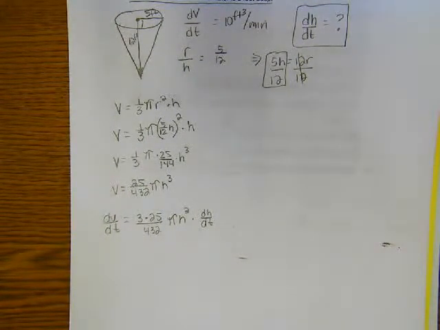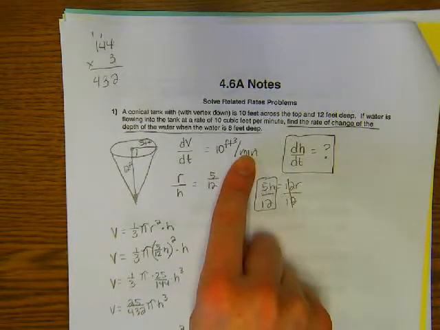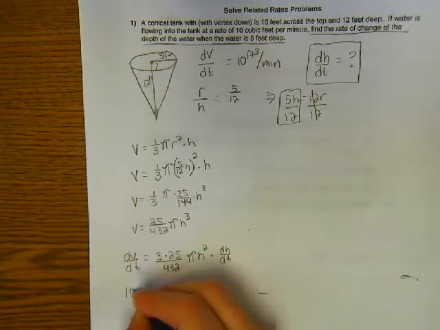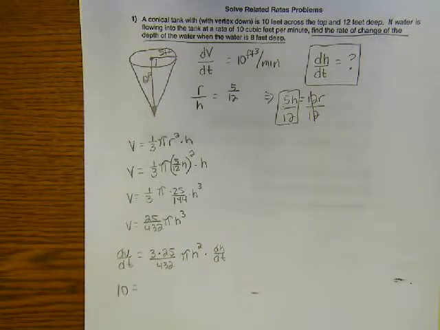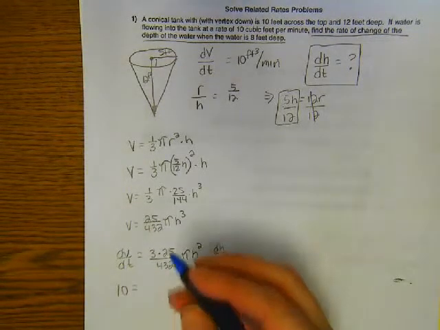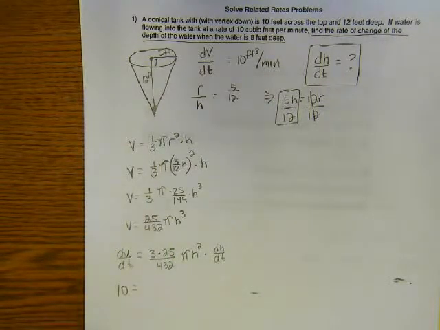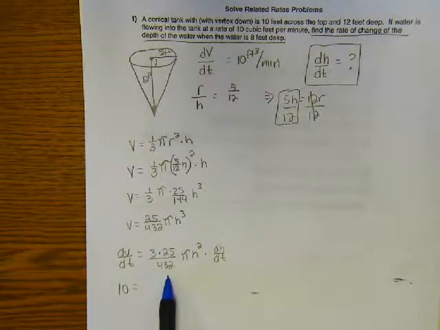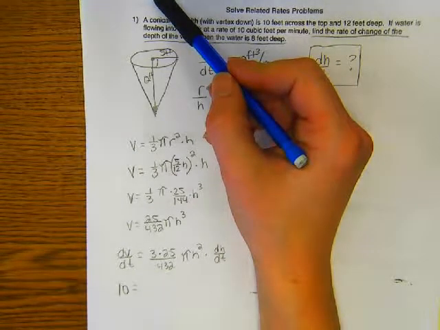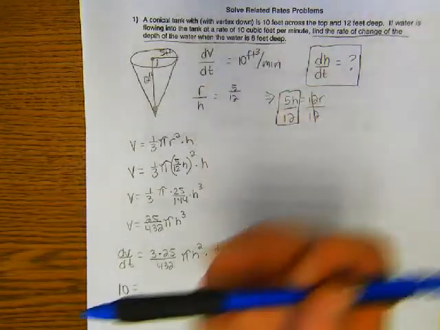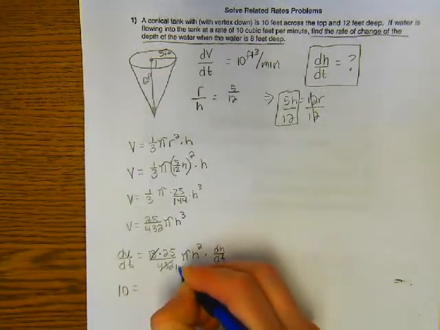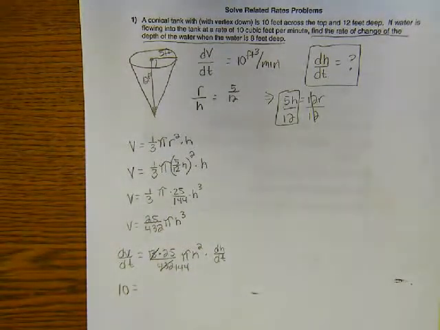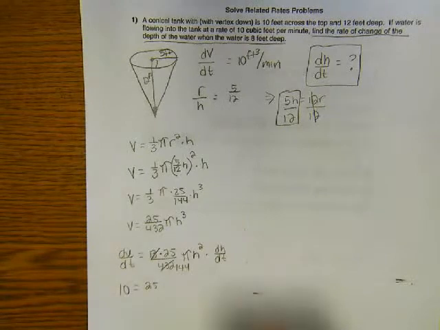Can you put in anything from the problem into this equation? We knew dV dt. What is it? 10. So I'm going to put 10 in right here. Now, I can do one of two things here. I'm going to try to, if I can, simplify as I go. Do you remember how we knew 3 went into 432 up here? Wasn't 3 times 144 432? Can't we just do this then? Are you all okay with that? Okay. All right, I'm going to just reduce it while I'm at it. So I have now 25 over 144 pi.